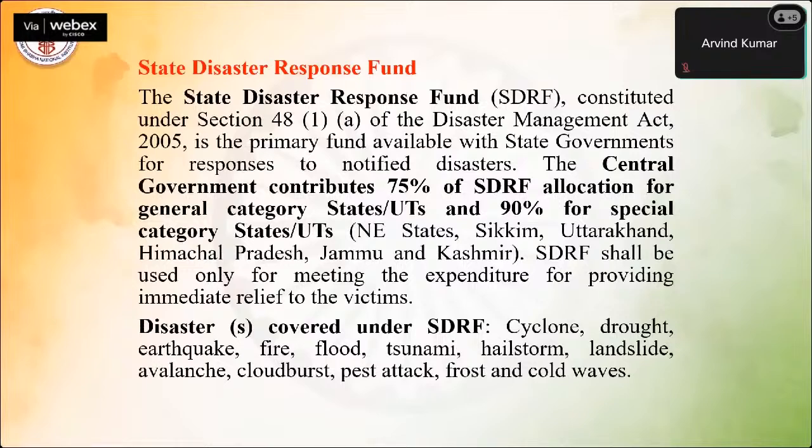Then SDRF shall be used only for meeting the expenditure for providing immediate relief to the victims. Now, this is very important. The fund which is given for disaster has to be utilized only for that purpose. And there's a guideline we are going to discuss in a couple of PPTs down. This money cannot be used for any other purpose, just like that. Then disasters covered under SDRF, that means State Disaster Relief Fund, are the natural disasters.